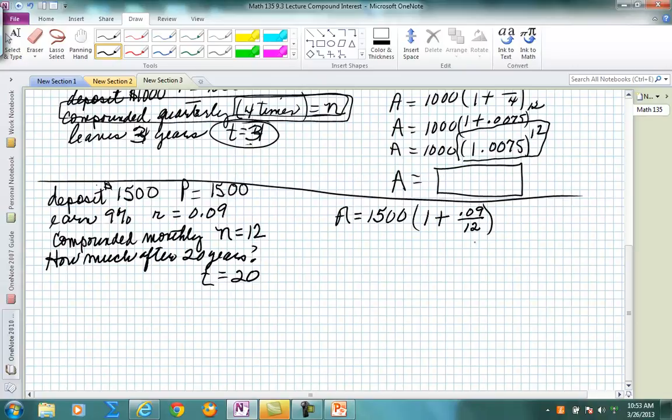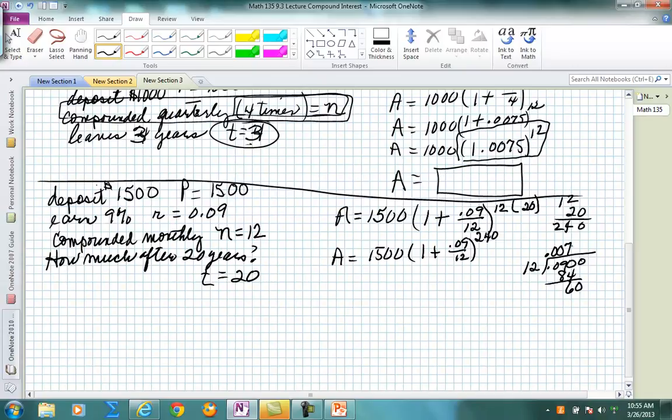So the first thing that I will want to do is to simplify this exponent, 12 times 20 is 240. The next thing I will do is take 9 hundredths divided by 12. The decimal's here, 12 doesn't go into 0, 12 doesn't go into 9. So I add a 0, it goes 7 times, 7 times 12 is 84, subtract, 12 goes into 65 times, 5 times 12 is 60. So the amount is 1,500 times 1 plus 75 ten thousandths raised to the 240 power.